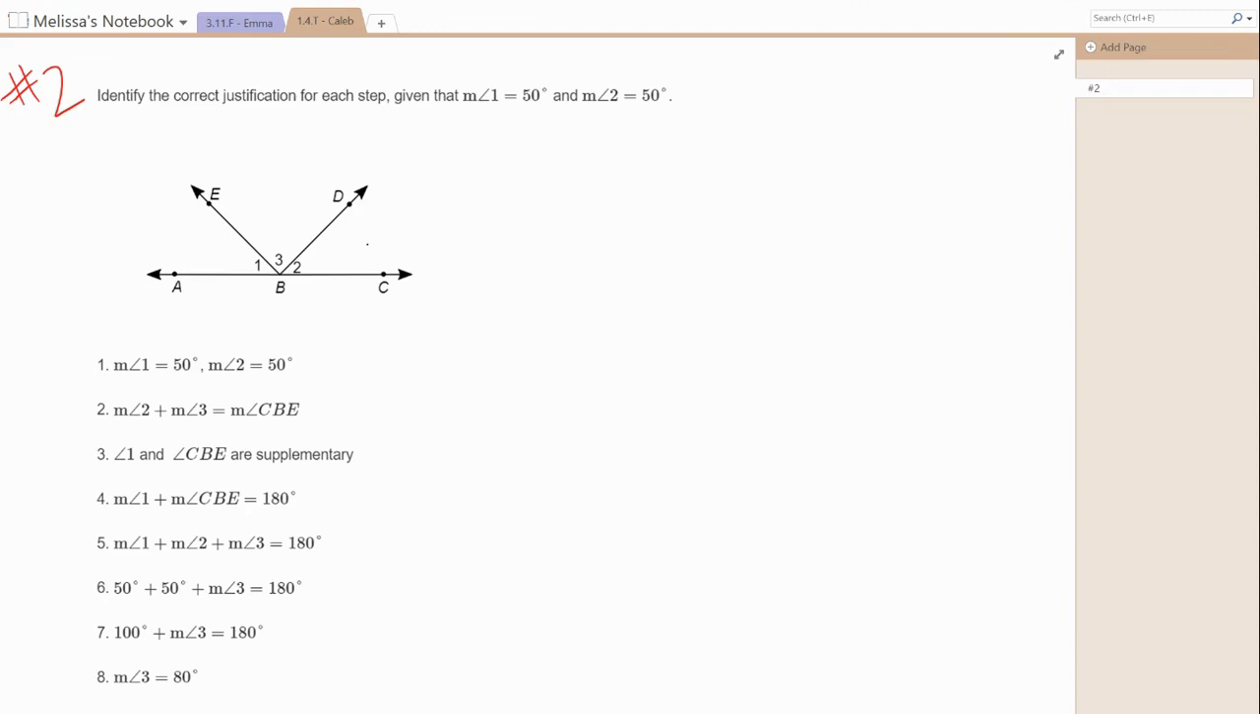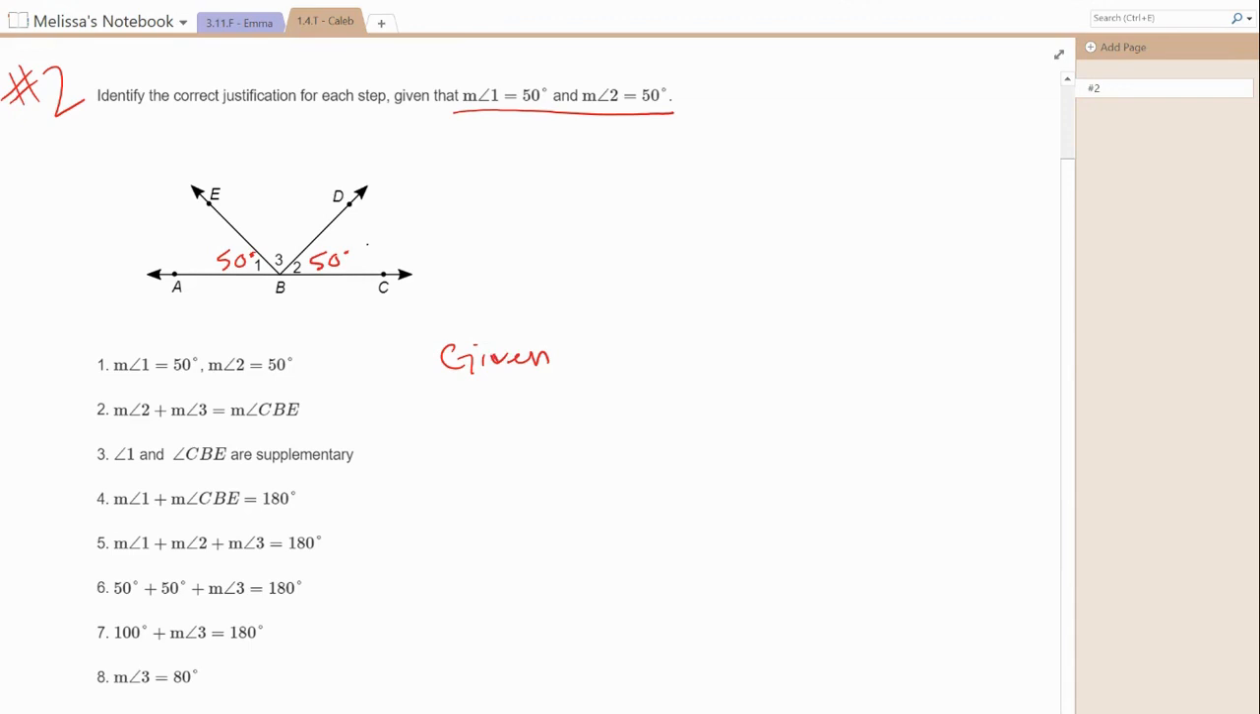So it says, identify the correct justification for each step, given the measure of angle 1 is 50 and the measure of angle 2 is 50. So both of these are 50 degrees. Okay, so the first step, it says measure of angle 1 equals 50, measure of angle 2 is 50. So you can see that is what we are given at the top. So we're going to list given for that step for our first reason.